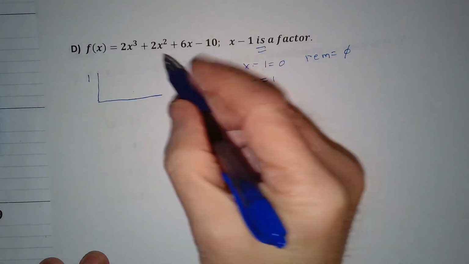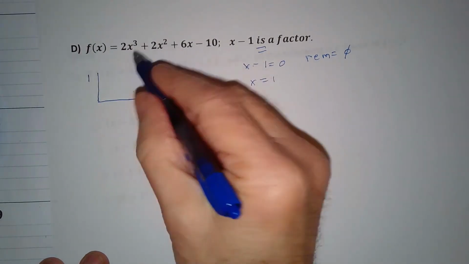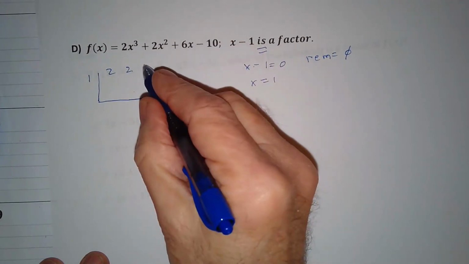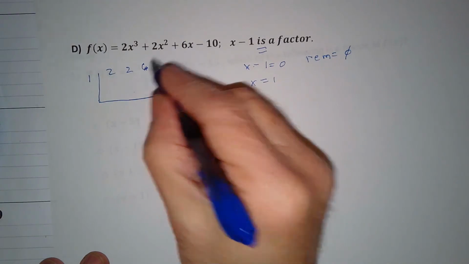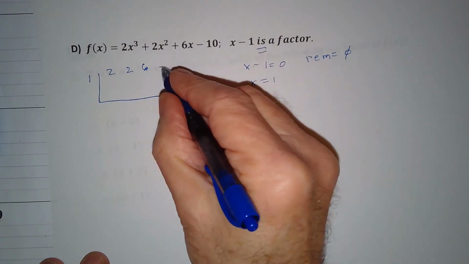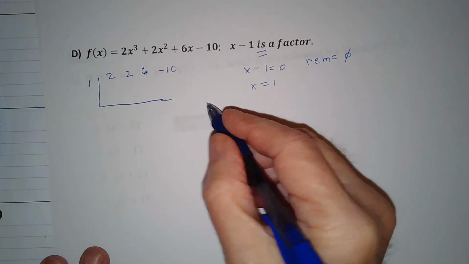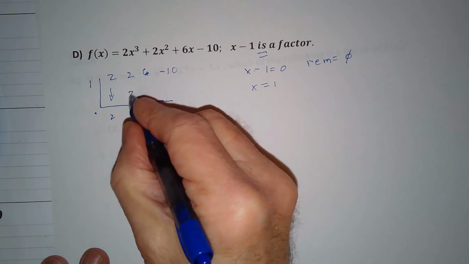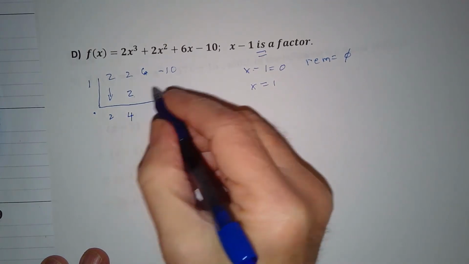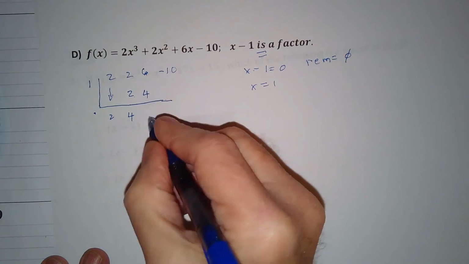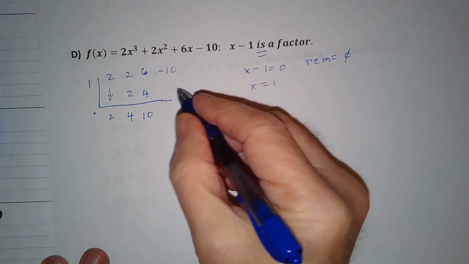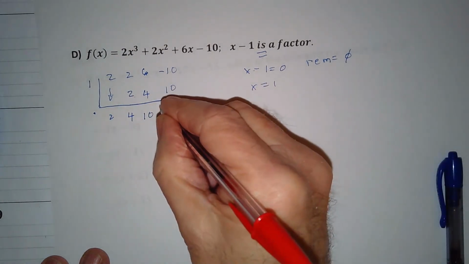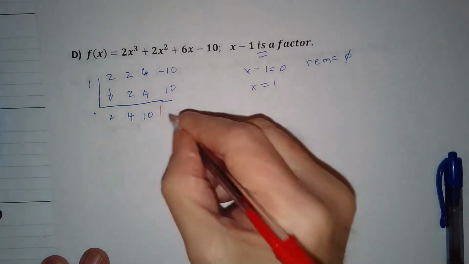So my 1 is the divisor, and I've got 2x cubed, so I've got a 2, I got a 2x squared, I got another 2, I got a 6x, so that's 6, and I got a negative 10. Right? Okay, so bring down the 2. 1 times 2 is 2. 2 plus 2 is 4. 1 times 4 is 4. 6 and 4 are 10. And 1 times 10 is 10. And, oh, looky there. Again, I've got a remainder of 0.